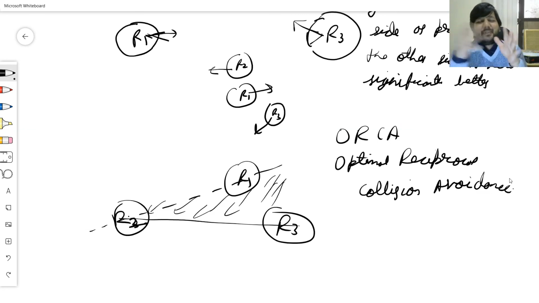So now, unlike graph search, now we're talking about continuous spaces. So it's a continuous optimization. And in a continuous optimization, you say that, okay, maybe these speeds are better, maybe those speeds are better.